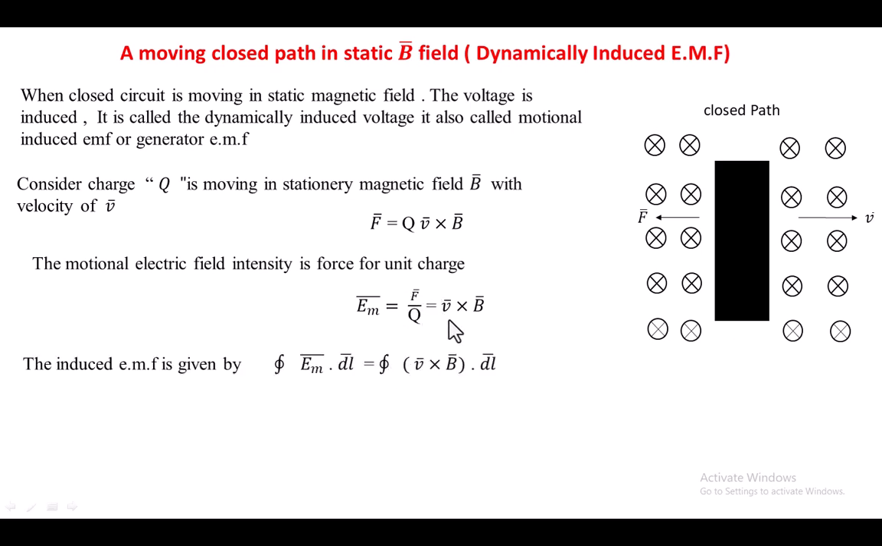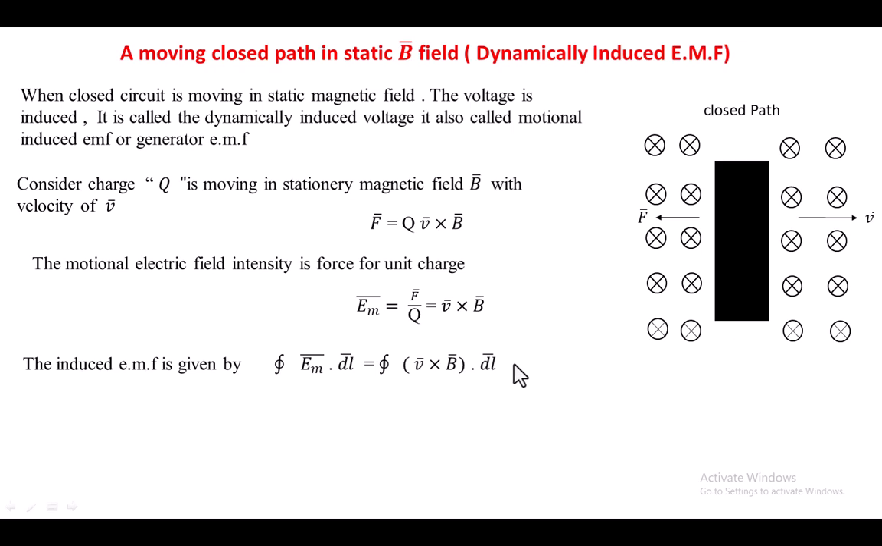Already we know the expression for the EMF induced in a conductor, that is, the closed line integral of E_m bar dot dl bar, where E_m bar is the motional electric field. In place of E_m bar, we substitute this equation and get the closed line integral of V bar cross B bar dot dl bar. This equation represents the expression for the dynamically induced voltage in a closed circuit.